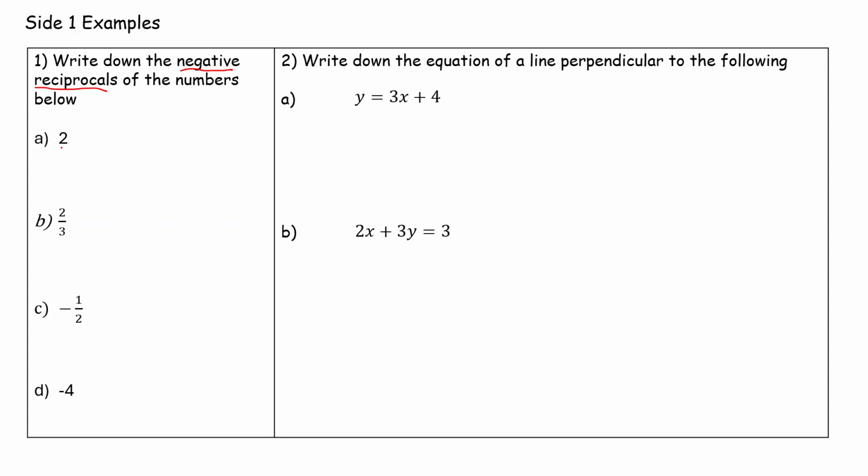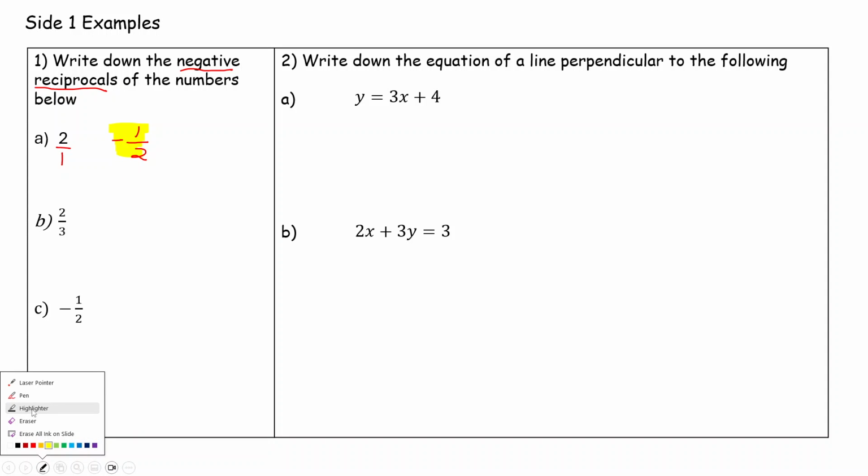So 2 is the same thing as 2 over 1, because 2 divided by 1 is just 2. So I can write it as 2 over 1. And negative reciprocal, I flip this number over. So I put the 1 on the top, the 2 on the bottom. So I put 1 over 2. And I make it negative. So I make it negative 1 over 2. Okay, and that is my first answer, negative 1 over 2.